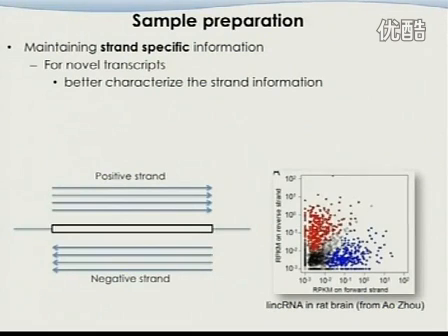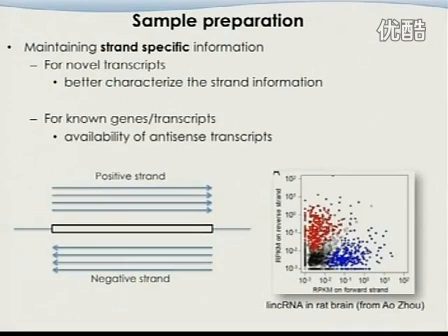However, if we use something that maintains the strand, you can see that some of the molecules give signals biased towards the positive strand, others towards the negative strand. So you can increase your confidence that you're seeing the right molecules. For novel transcript studies, retaining strand bias is very, very important to better characterize the strand information.